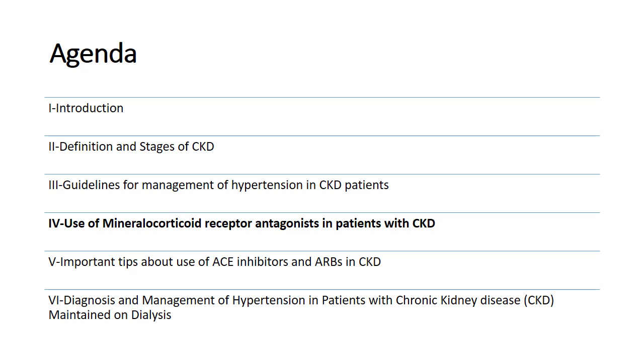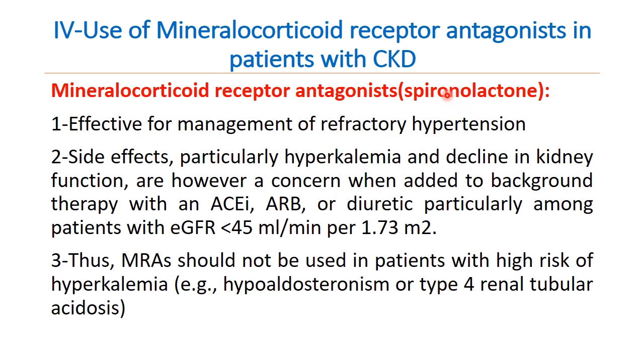What about the use of MRA in patients with chronic kidney disease? Mineralocorticoid receptor antagonists such as spironolactone are very effective medications for management of refractory hypertension by anti-aldosterone action. However, side effects, especially hyperkalemia and decline in kidney function, are a concern when added to a background therapy with ACE inhibitor, ARBs, or diuretic, particularly among patients with GFR below 45.